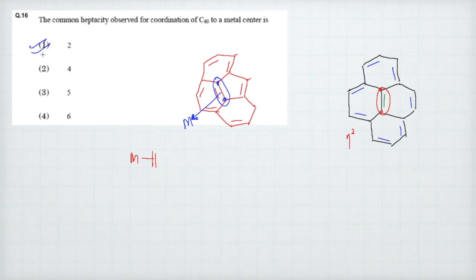There is a direct answer to this in many books. If you have prepared well, you might know the answer as it is. But this is how you can explain or understand how the hapticity becomes 2 for C60 to the metal center. Now let's go to the next question.